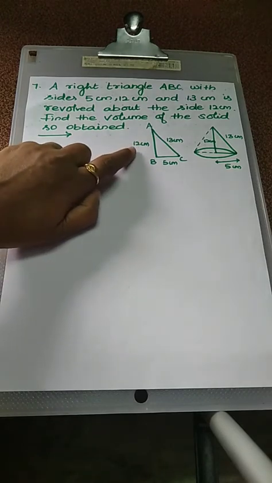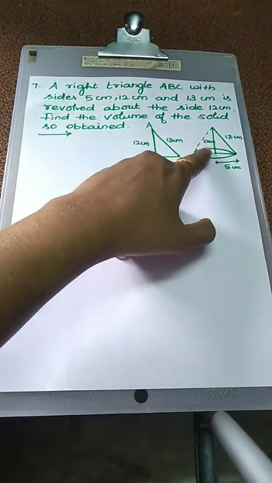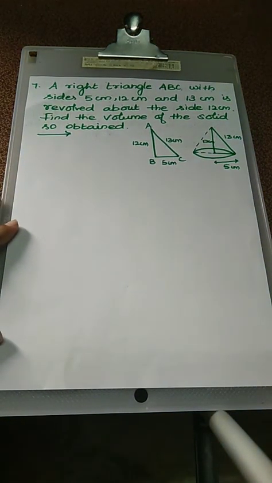So we have to rotate the triangle. We get the cone shape. Okay. So this is actually the radius. This is the normal height. This is the slant height. Using these values, we calculate the volume of the cone.